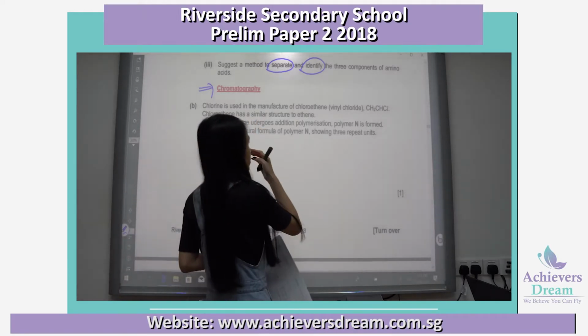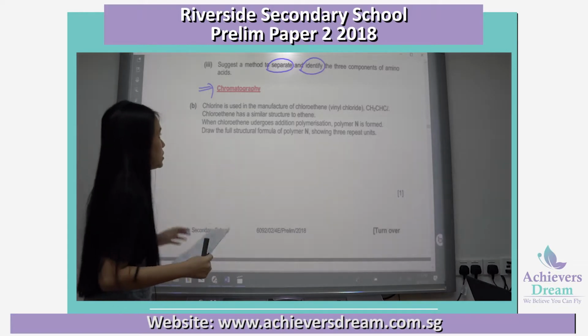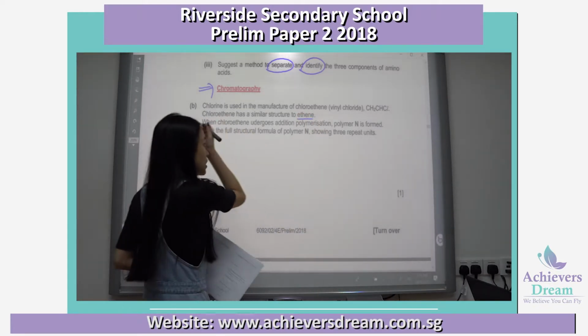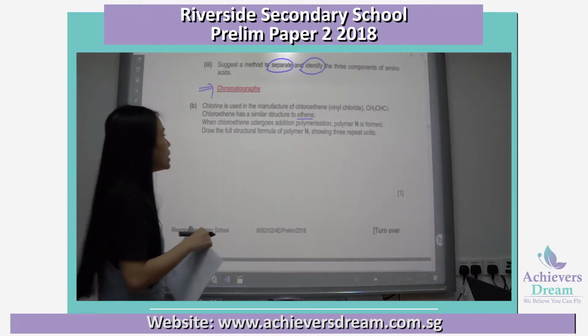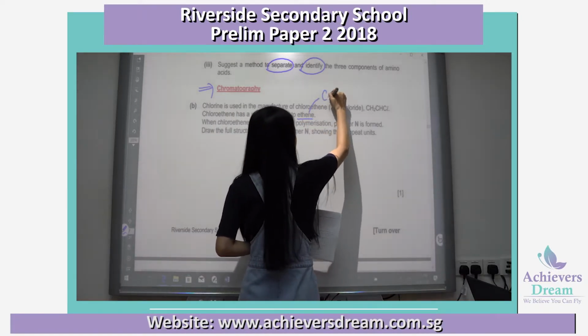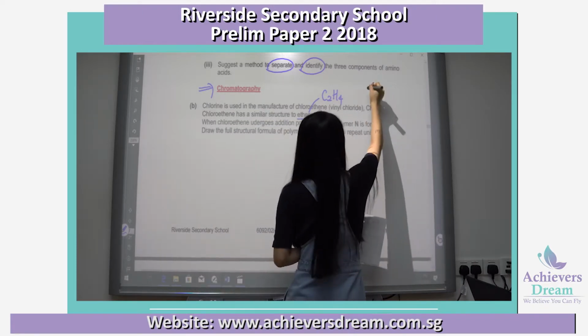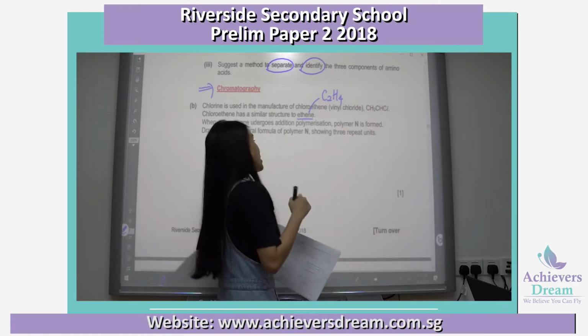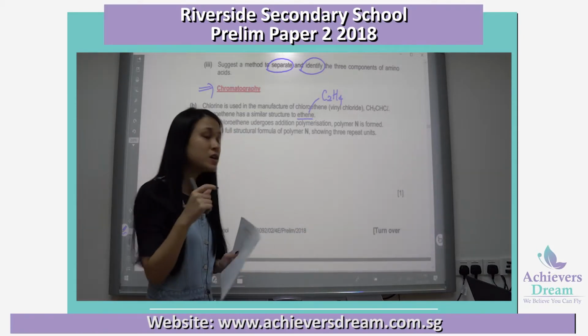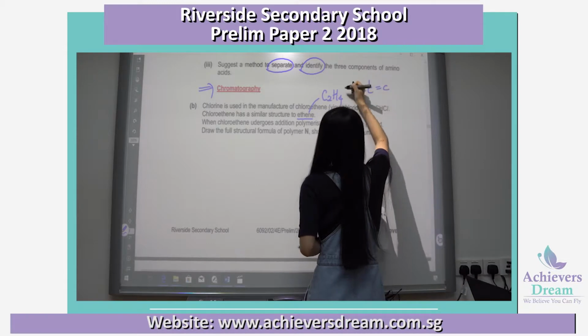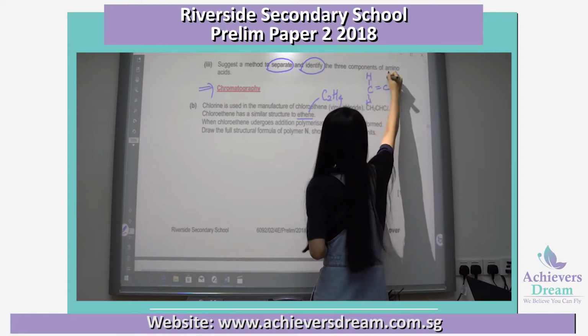Next, part B. Chlorine is used in the manufacture of chloroethene. Chloroethene has a similar structure to ethene. What is the formula for ethene, if you remember? It is C2H4, correct? Ethene is an unsaturated hydrocarbon, meaning there is a presence of a C=C double bond, which will look something like this, correct?